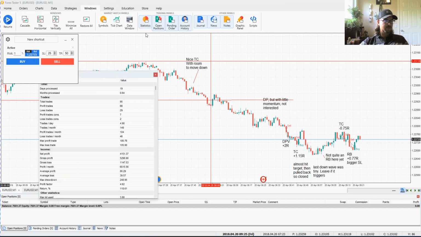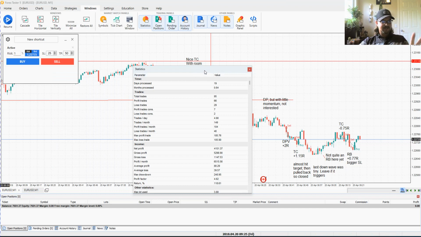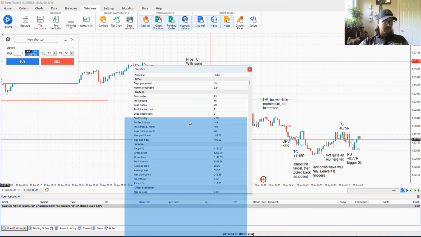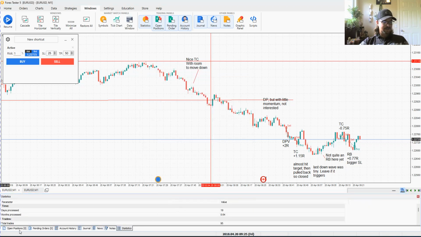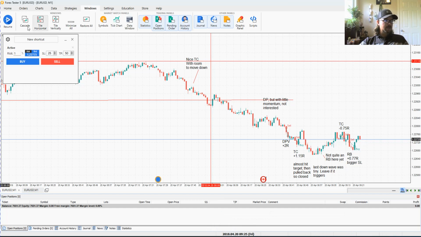If we go to Windows, open this up, statistics. So this is a little bit cumbersome to have up here, 95 trades. If we drag it down here over the other windows, you'll get a statistics tab. So you can go from your open positions to your statistics. And just note there that if we get a trade here, this is going to update.